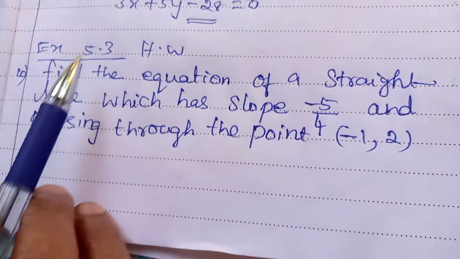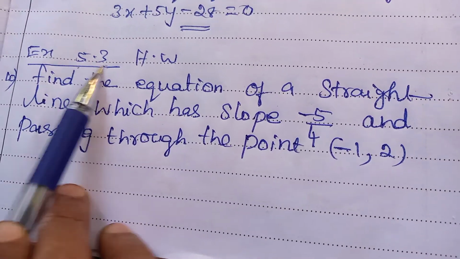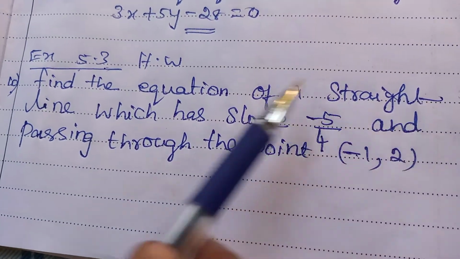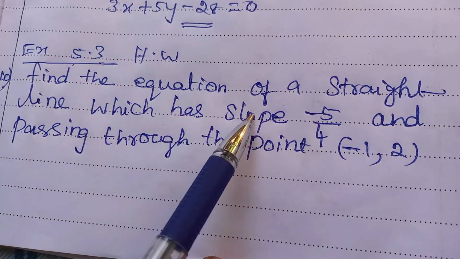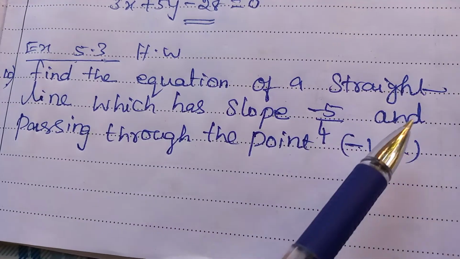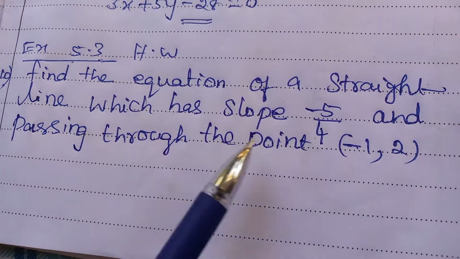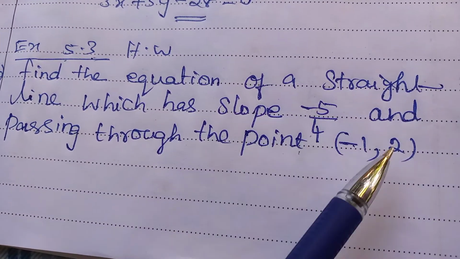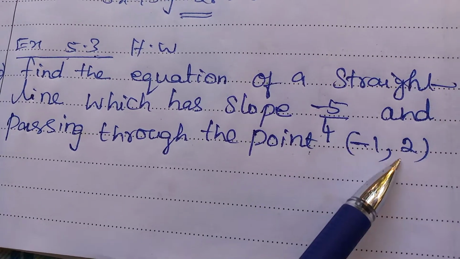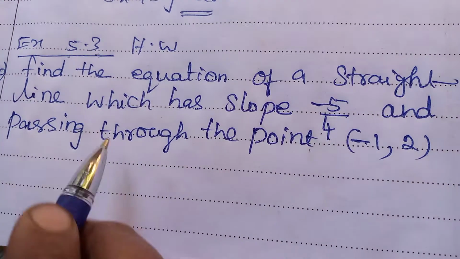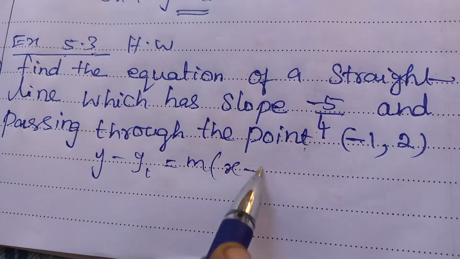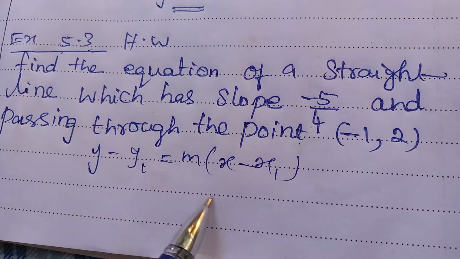There is homework, exercise 5.3, question number 10. Find the equation of a straight line which has slope -5 by 4 and passes through the point (-1, 2). Since the slope as well as a point is given, we can use the point slope form, y minus y1 equal to m into x minus x1. Using this formula you can complete it.